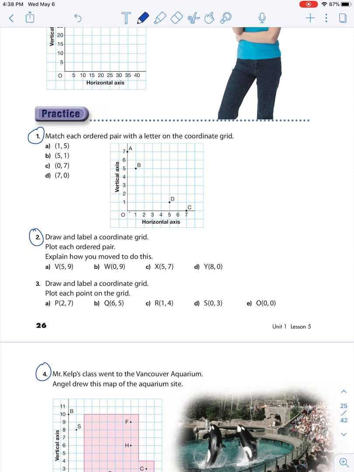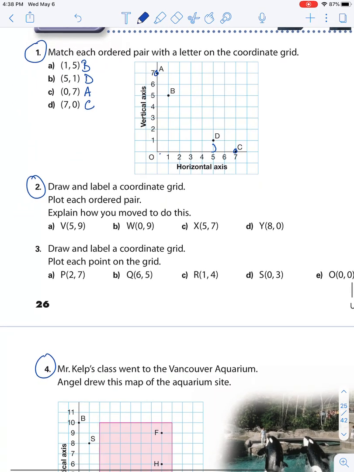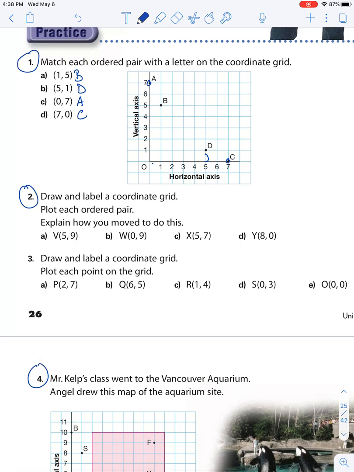Okay, so 1, 5: I go across 1, then I go up 5, so this should be B. The next one, I go across 5, and then I go up 1, so this one is D. Next one, I go across 0 and up 7, so here we have A. Then I go across 7 and up 0, so this is C. Double check that you have not mixed those up. They were trying to fool you on that one.